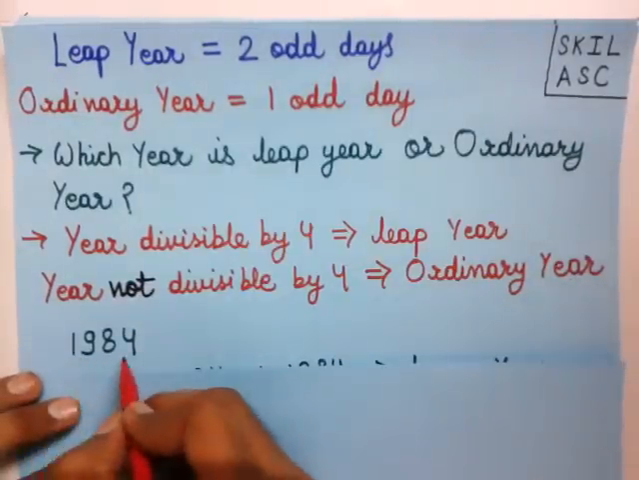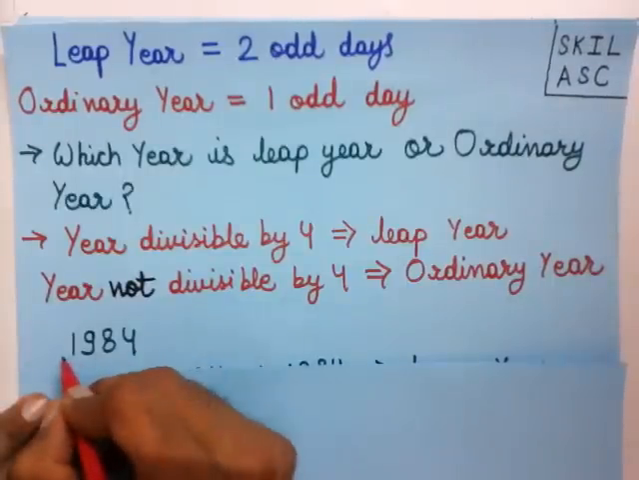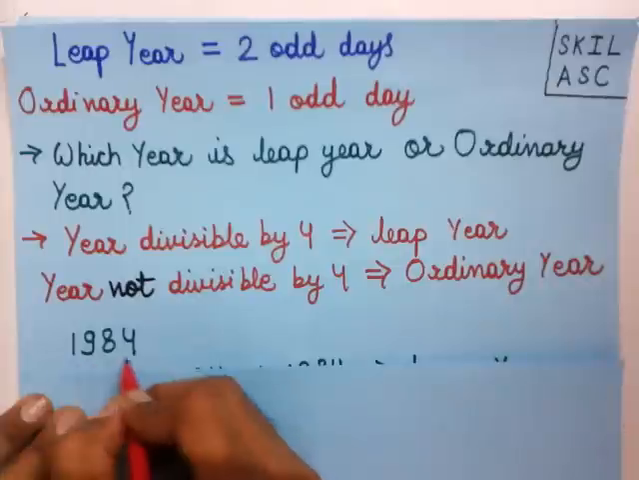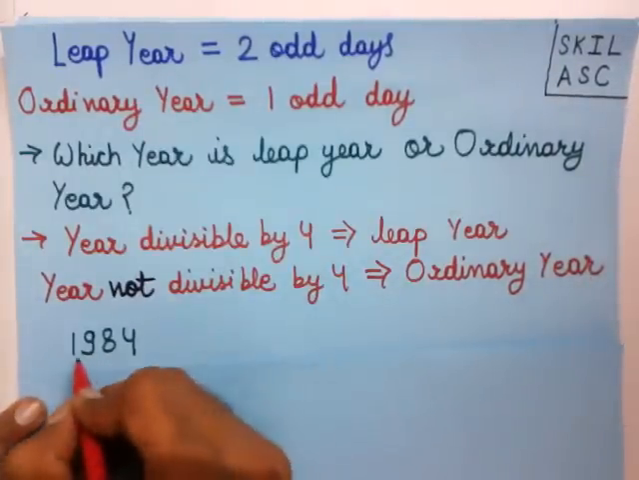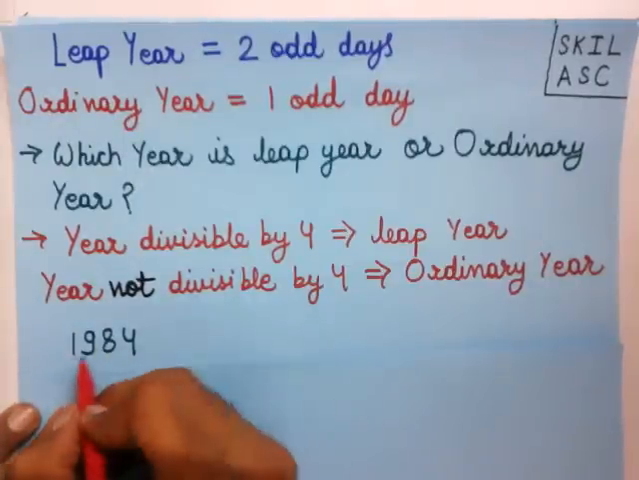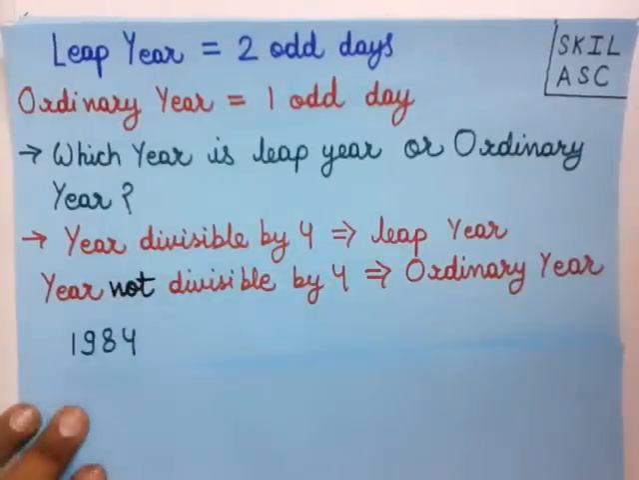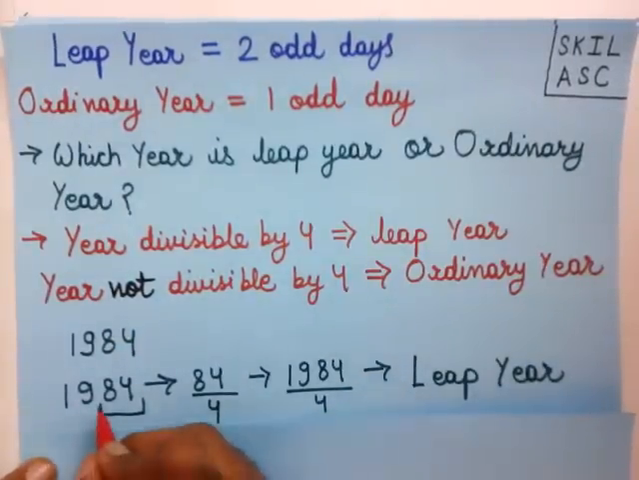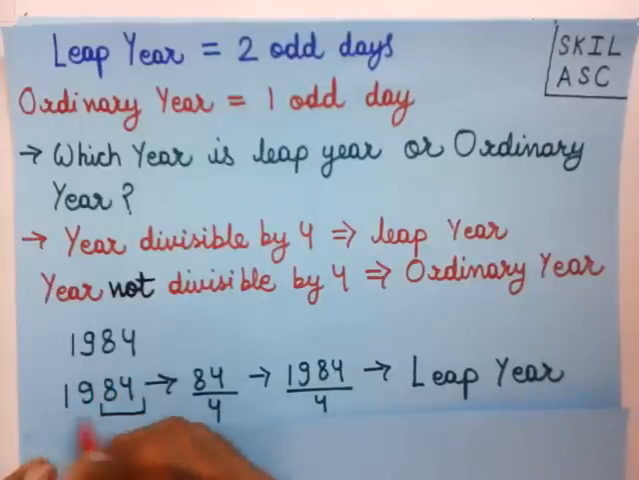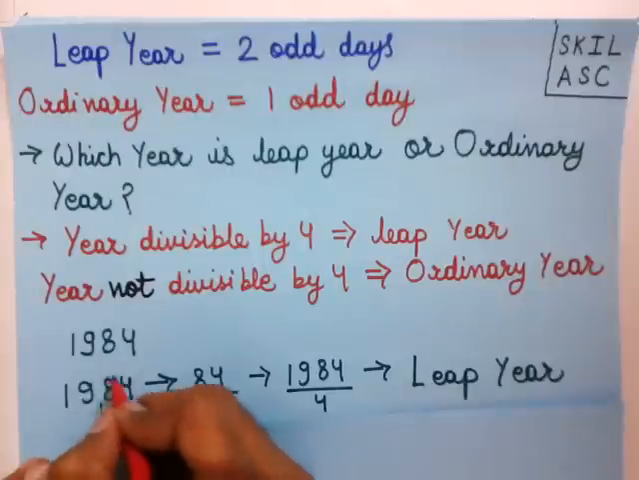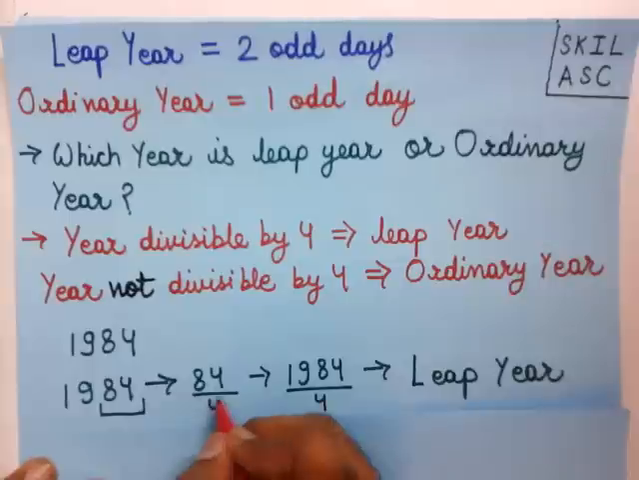Suppose we have the year 1984. Now, if we divide it by 4 and if it is divisible by 4, then this year will be a leap year. And if this year is not divisible by 4, then this year is an ordinary year. So we check it by dividing this year by 4. Now you must remember that you don't need to divide this complete number by 4. It will take much time. So what we will do is, we take its last two digits and form a number. So you see, we have this year 1984 and we take its last two digits, 84, 8 and 4, and we form this number.